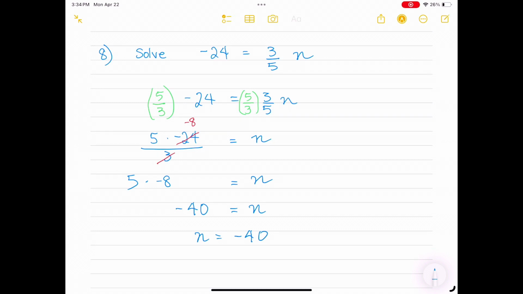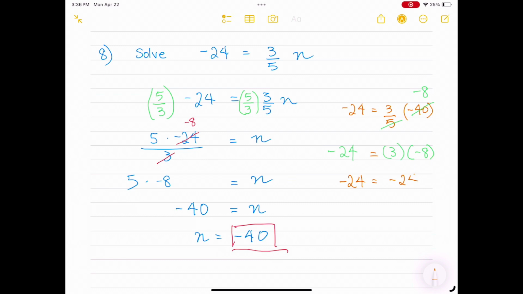And we double check the answer by plugging negative 40 back into the original equation. Negative 24 equals 3/5 times negative 40. I start by simplifying. 5 goes into negative 40 negative 8 times, which leaves negative 8 in the numerator to multiply with 3. Negative 8 times 3 does equal negative 24. The answer is correct.